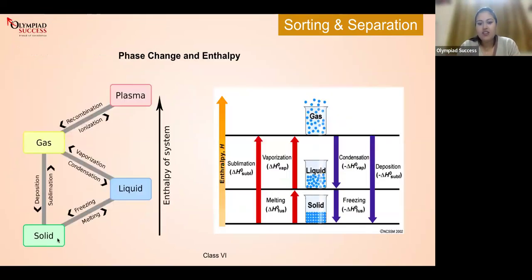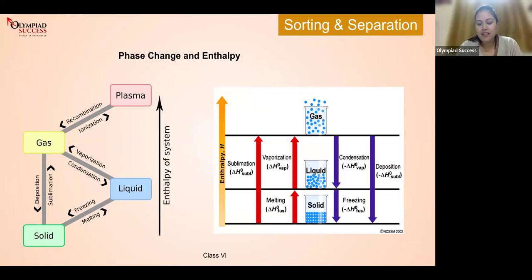So this is what you need to know. These names: when gas is converted into plasma, it is called ionization. When plasma is converted back to gas, it is called recombination. Gas converting into liquid is condensation. Liquid converting into gas is vaporization or evaporation. Liquid converting into solid is freezing. Solid converting into liquid is melting. Solid directly converting into gas is sublimation. Gas converting into solid is deposition.